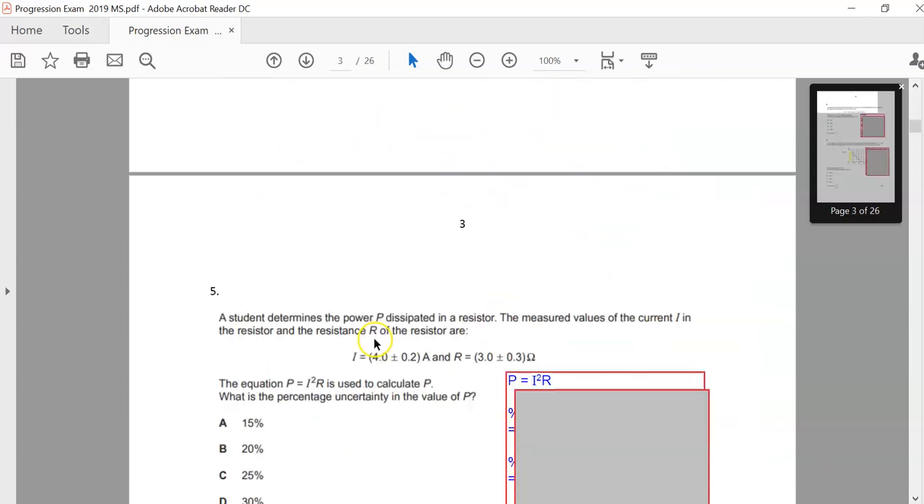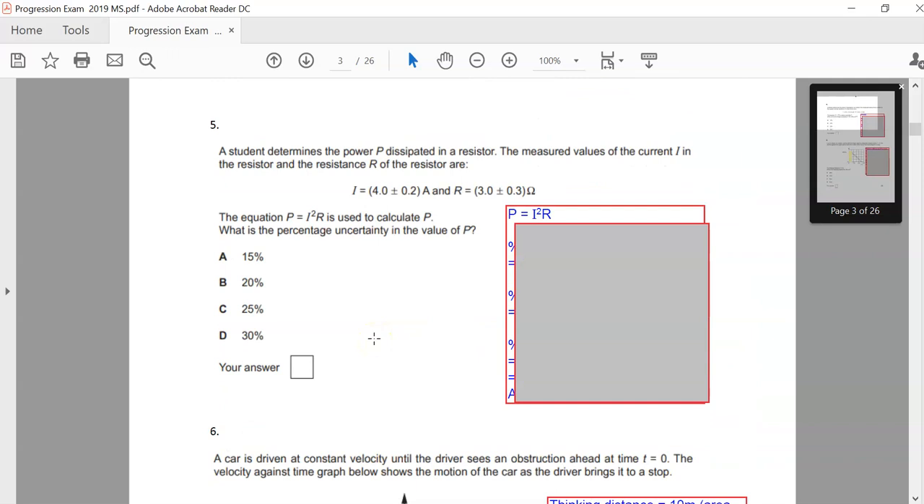Okay, number 5. Uncertainties. Now these are common questions, they're ones that we will get asked in most papers. How do we combine uncertainties? We're told that we want to calculate the power, and we know the current and the resistance. Therefore, we've got a calculation to do for the percentage uncertainty of both I and R.